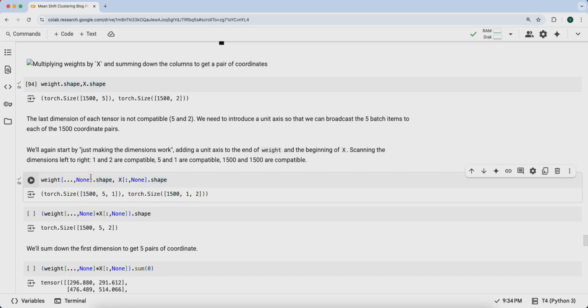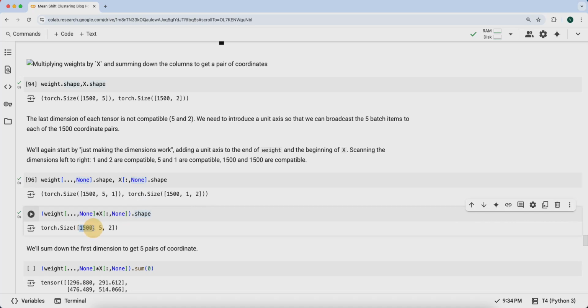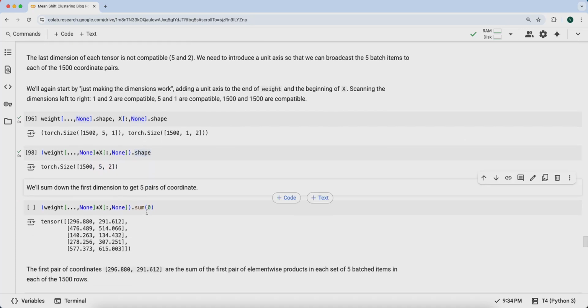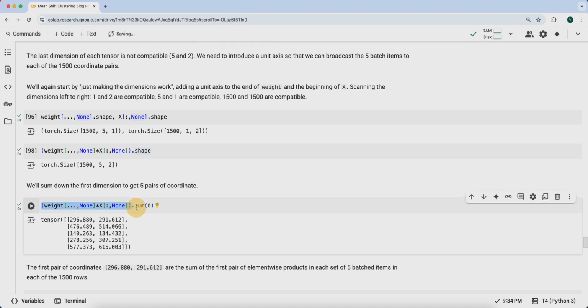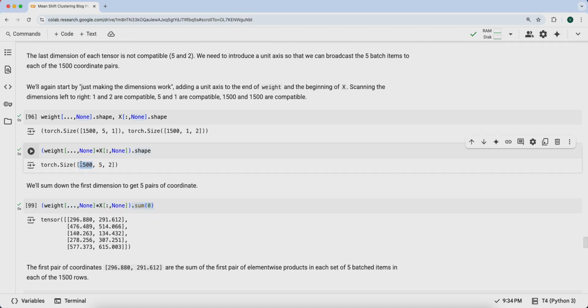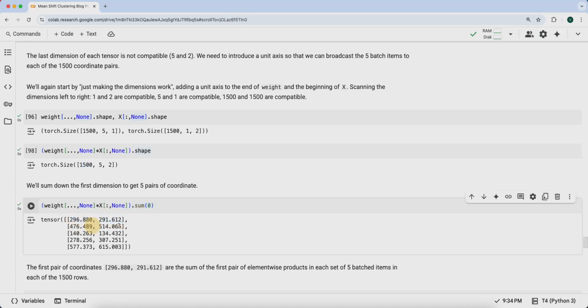so that's in alignment. If I perform the element-wise product, I'm going to get a resulting tensor that's 1500 rows, 2 columns, and then each row has 5 items in the batch. Okay. Next step, after our element-wise product, we perform a summation down across our rows, and we now get 5 pairs of coordinates. Then we're going to divide that by the total weight sum, and we'll get our weighted average.